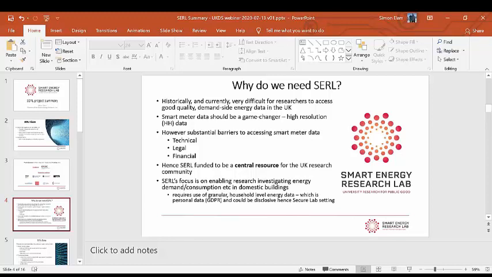And as I've hinted at, the focus of SERL is enabling research that is investigating energy demand or consumption, or perhaps energy behaviours, in domestic buildings. The type of research that requires using granular household level energy data. And that's why there are quite a lot of issues with gaining access to smart meter data, because it's personal data under GDPR, the data protection regulations, and therefore could be disclosive, which is why we provide access to SERL data via a secure lab setting.